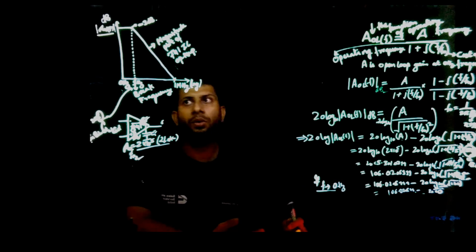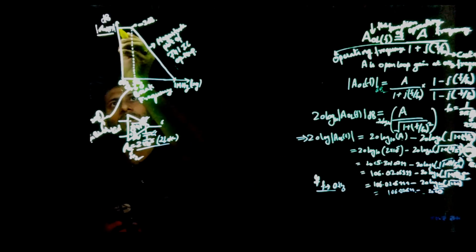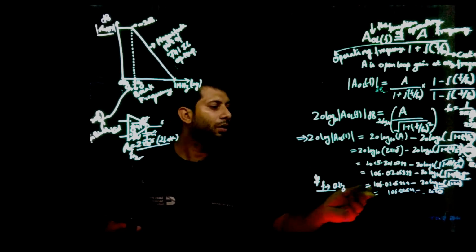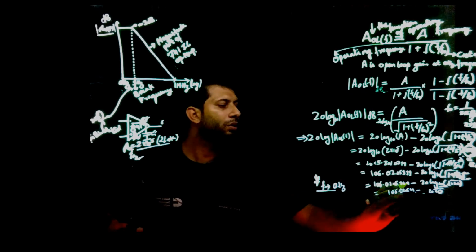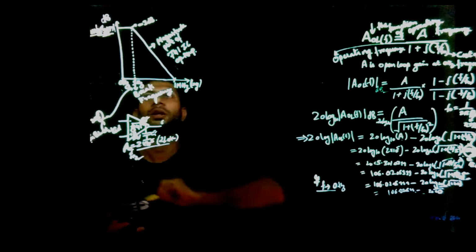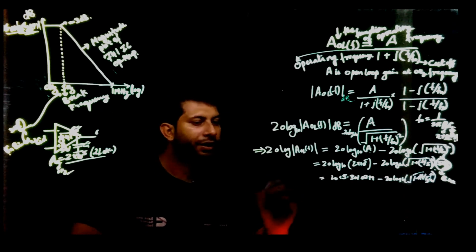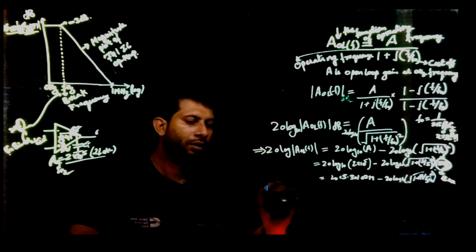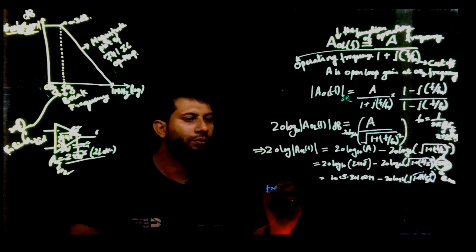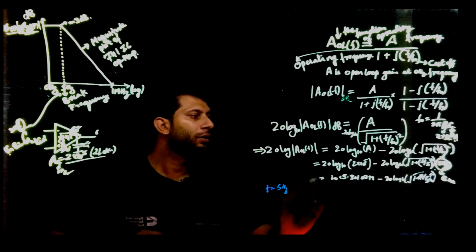Okay, so at this point when frequency on this axis is 0 hertz, the value of AOL is equal to 106.025025 etc. in dB. Okay, now in the second case, we again take f equal to 5 hertz, using this equation.